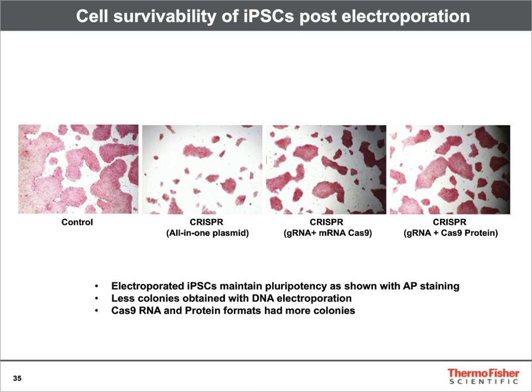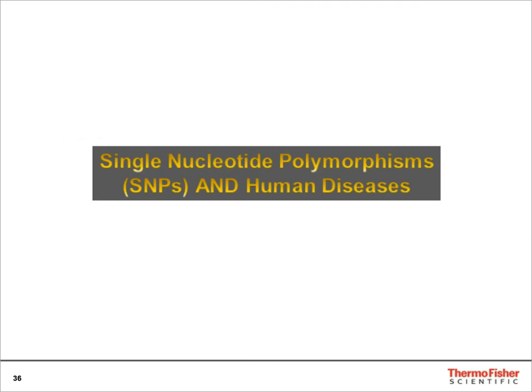Next, I will talk about single nucleotide polymorphism and how to use CRISPR to correct single nucleotide polymorphism. As you know, single nucleotide polymorphisms are present in human genome, and some of these SNPs are associated with diseases. In the next slide, I will describe the presence of SNPs in human genome.